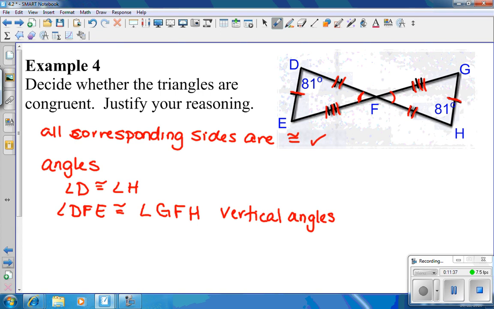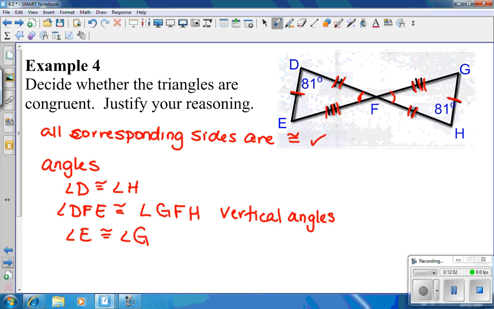All right, now that I have 2 sets of corresponding angles that are congruent, what do I know about that third one? Angle E and angle, not H, but G are congruent. Okay? Be careful. It is congruent.